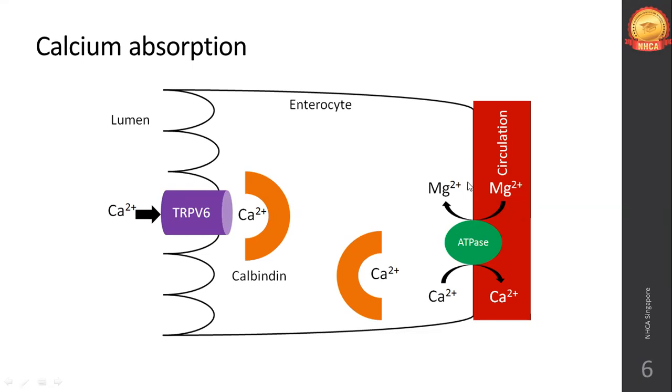Magnesium enters the enterocyte and calcium leaves the enterocyte. You can see the arrow marks. Blood will carry magnesium, deposit it into the enterocyte for defecation. Magnesium will be sent out of your body. Calcium will be taken into the bloodstream.